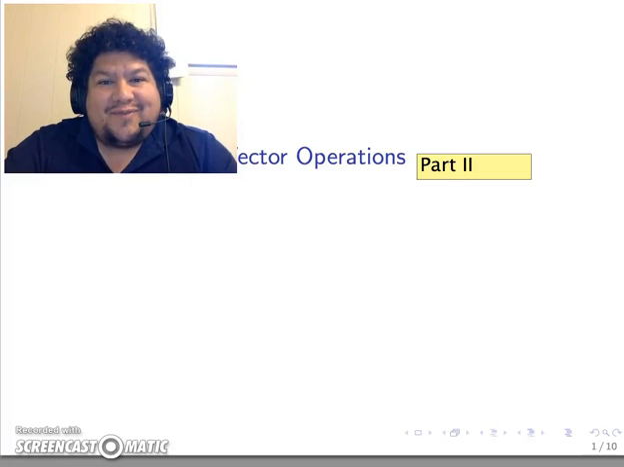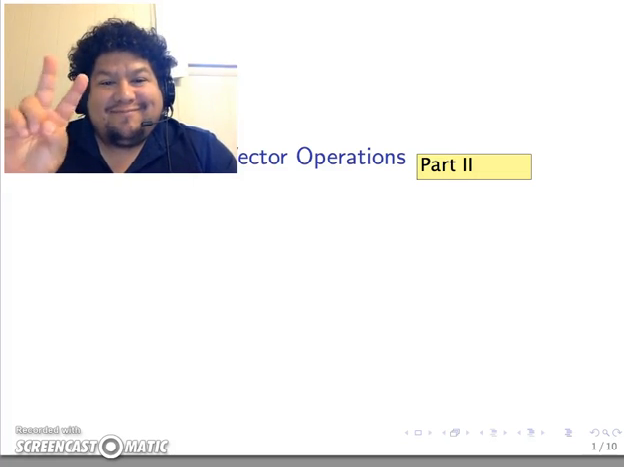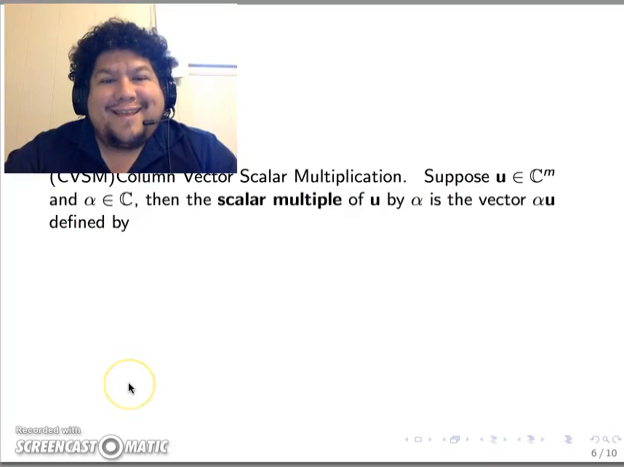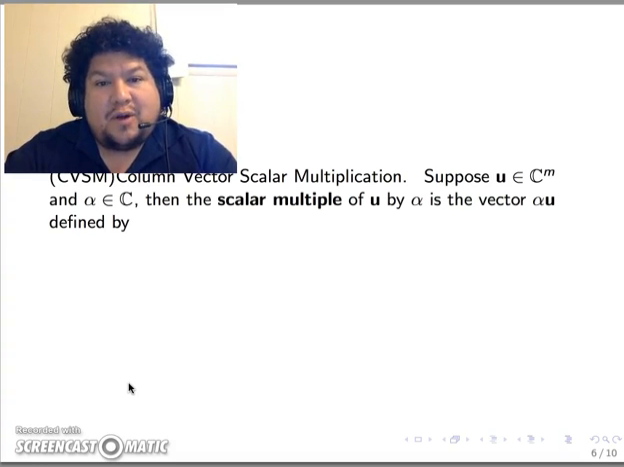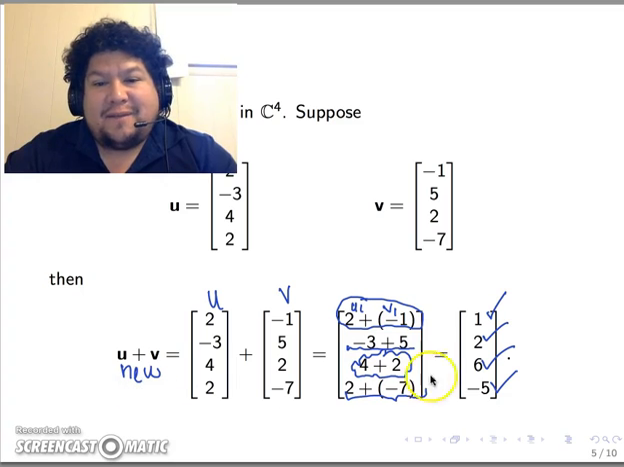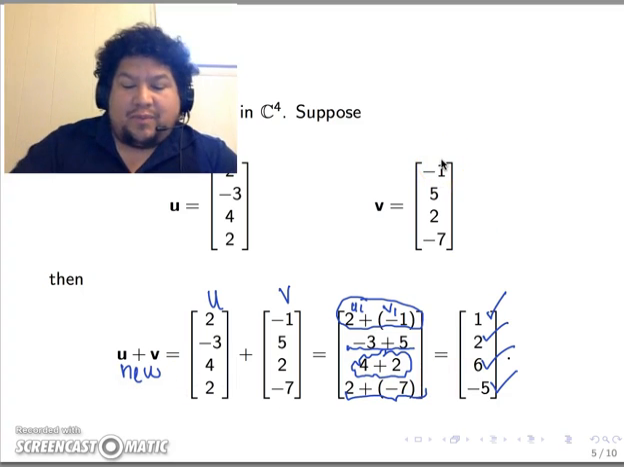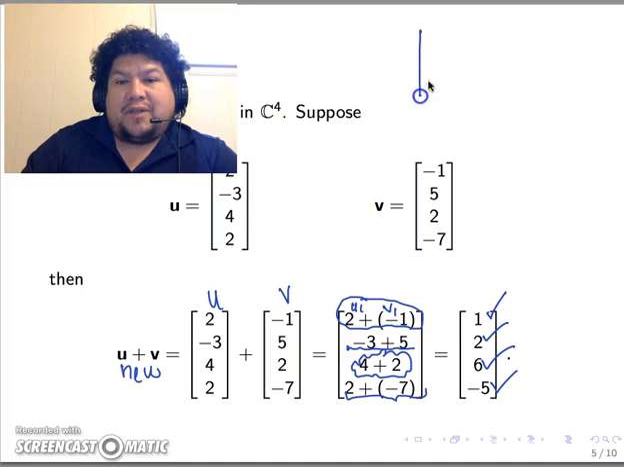Hello, this is vector operations part 2. So the next operation we are going to define. Let me just go back for just a second here, okay? Just a second, and refresh your mind that we had previously defined an operation between addition of two column vectors.